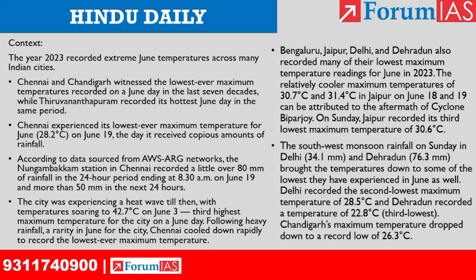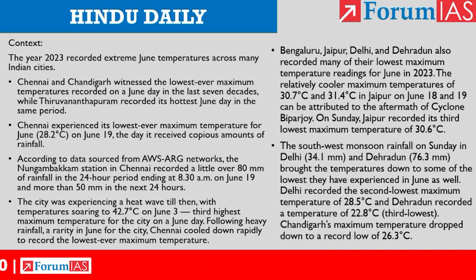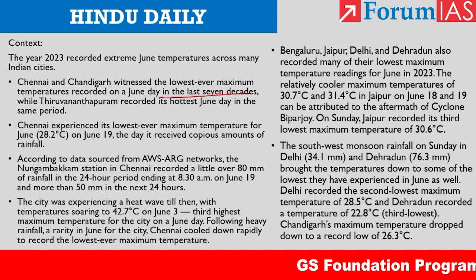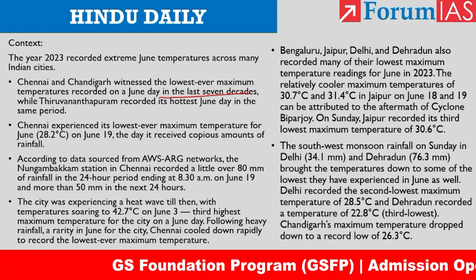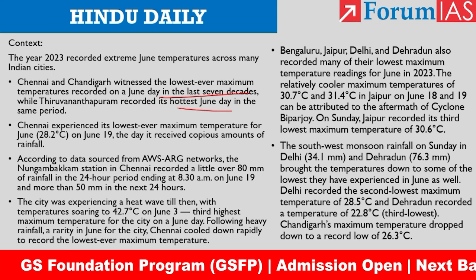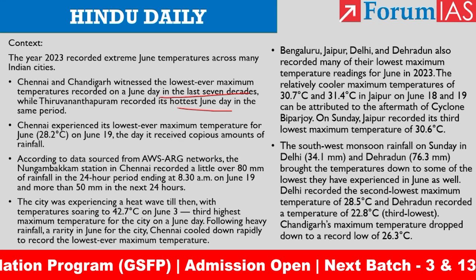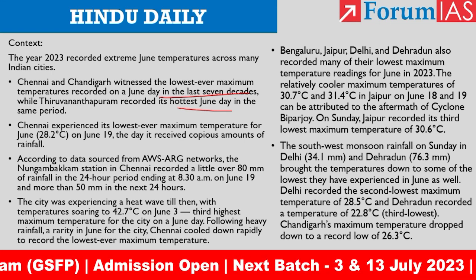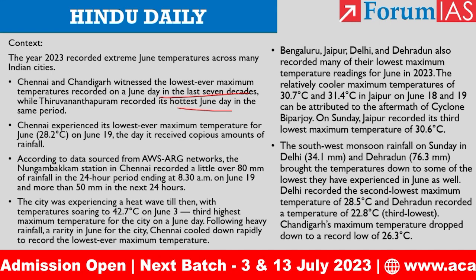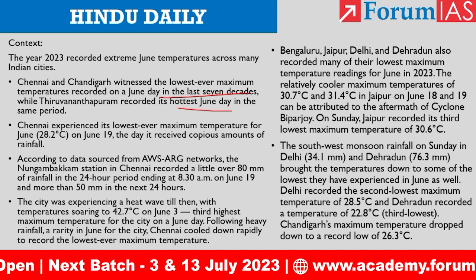Chennai and Chandigarh witnessed the lowest ever maximum temperatures recorded on a June day. So this is happening after 70 years. And you see, in Trivandrum, it was the hottest June day. So in Chennai, it was the lowest ever maximum, and at the same time in Trivandrum, it is the hottest June day. So this shows how global warming is messing up things around.